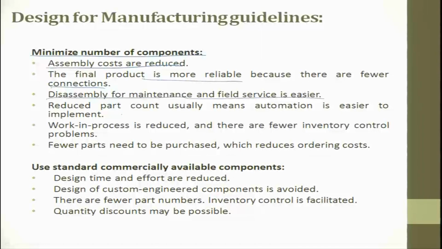Reduced part count usually means automation is easier and implementable. The work in progress is reduced and there are fewer inventory control problems. Suppose you have an assembly line with several stations. In each station there will be material which is stored. So work in progress is reduced and there are fewer inventory control problems.